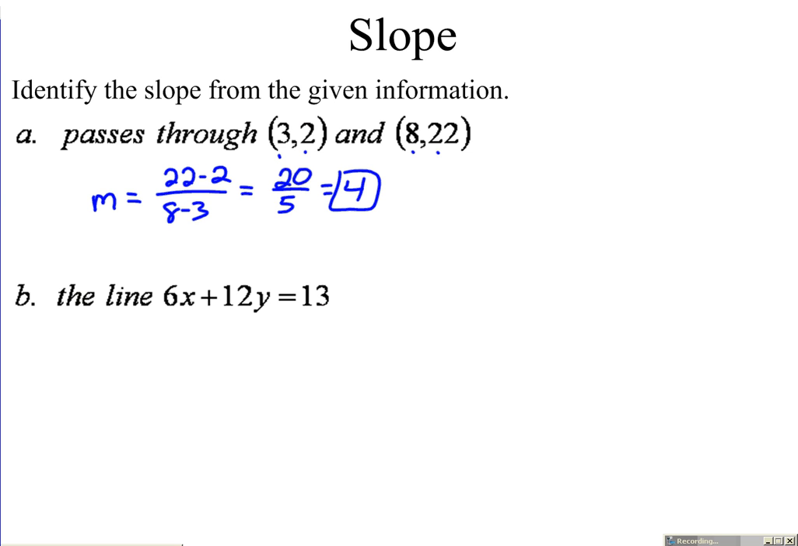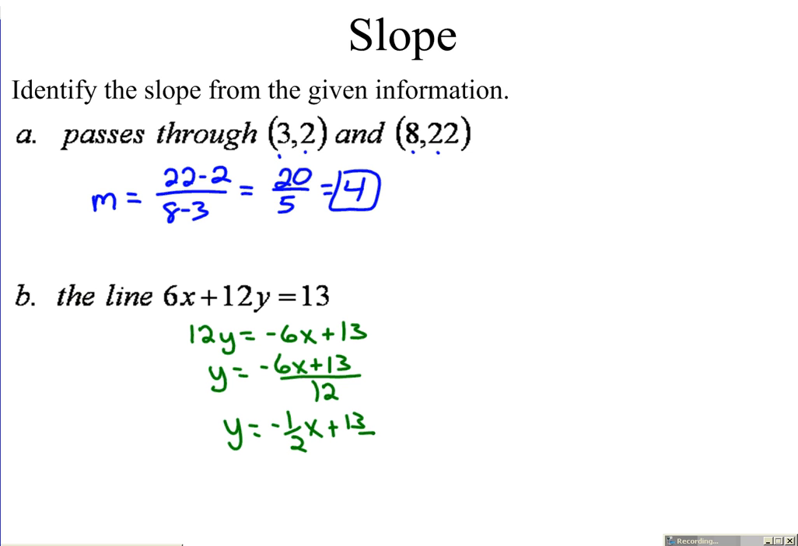Find the slope of this line. Well, to find the slope of a line, we want to put it in slope-intercept form, which means we want to solve for y. So subtract the 6x over to the other side. Divide everything by 12. Simplify. Negative 6 over 12 is negative 1/2. 13 over 12 doesn't simplify. Slope now of this line is negative 1/2.